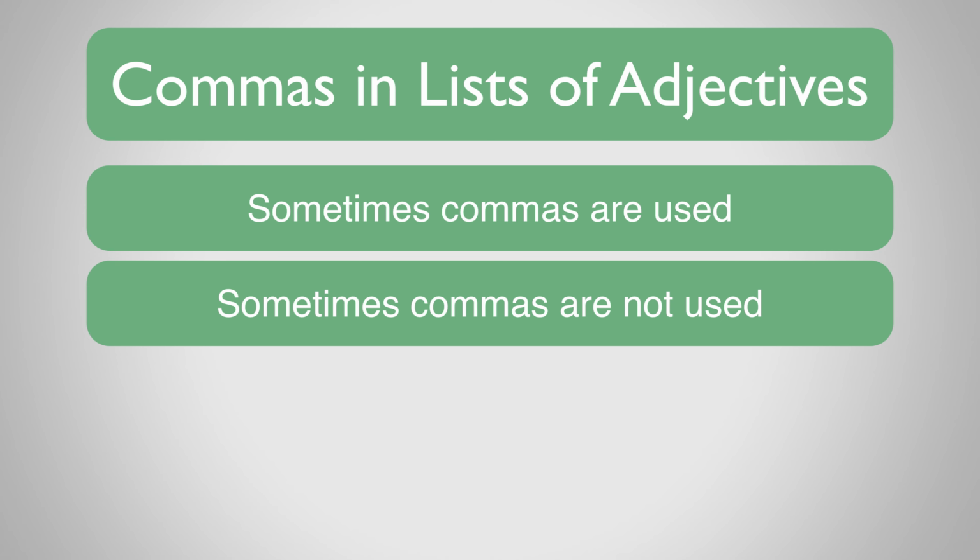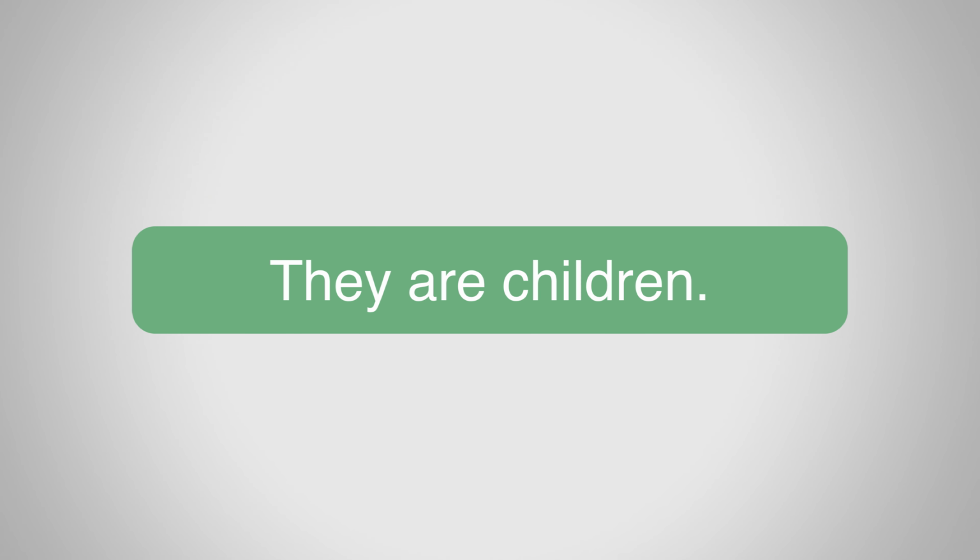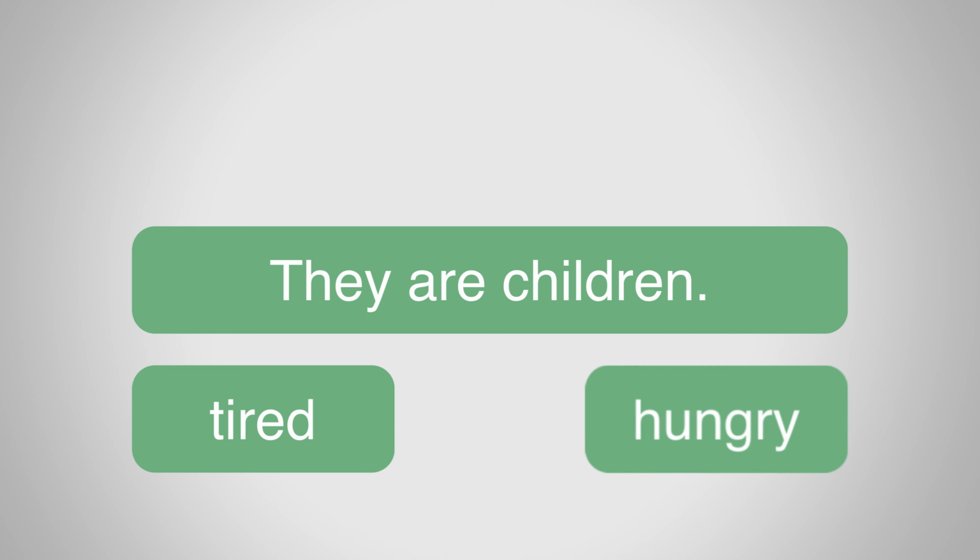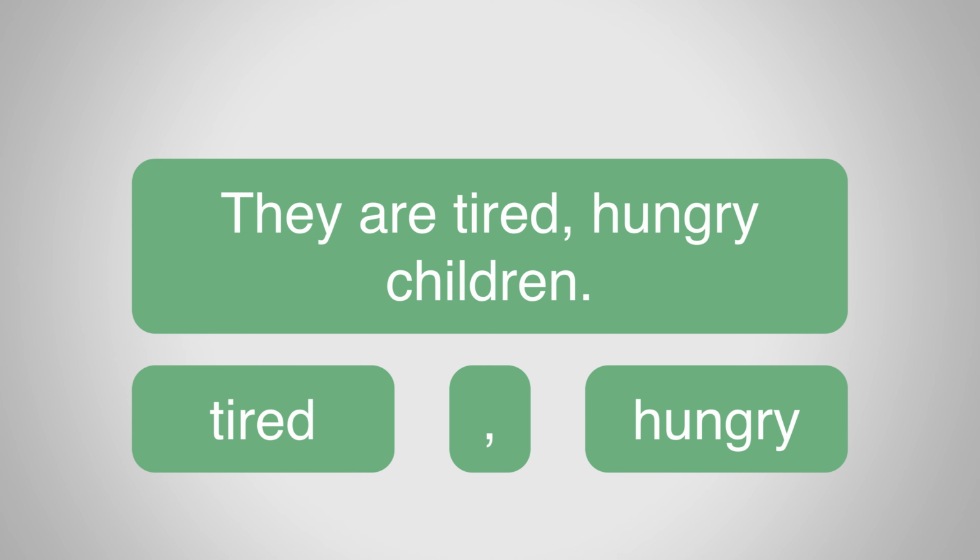Take a look at this simple sentence. They are children. It's not terribly descriptive, so let's add a couple of adjectives to describe the children. Let's say they're tired and hungry. To put these into a sentence, we'd add a comma between the adjectives. They are tired, hungry children.